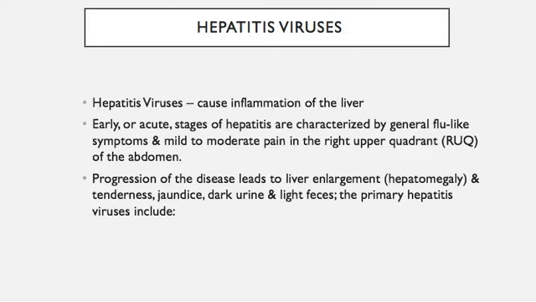Okay, so getting into some specific viruses, hepatitis causes inflammation of the liver. It can be identified as either early or acute stage of hepatitis, which are characterized by just general flu-like symptoms, mild to moderate pain in the upper right quadrant of the abdomen. Progression of the disease leads to liver enlargement, which is referred to as hepatomegaly, and tenderness, jaundice, dark urine, light feces.